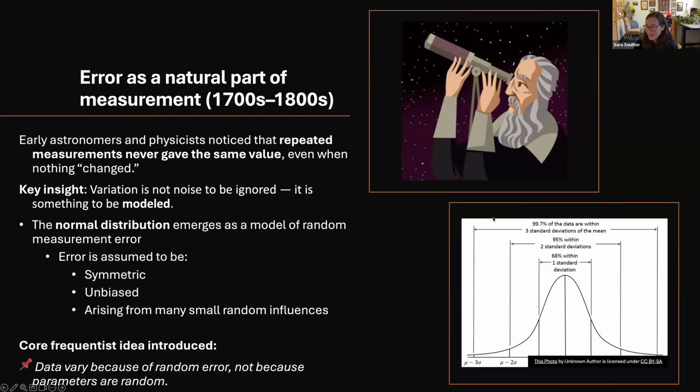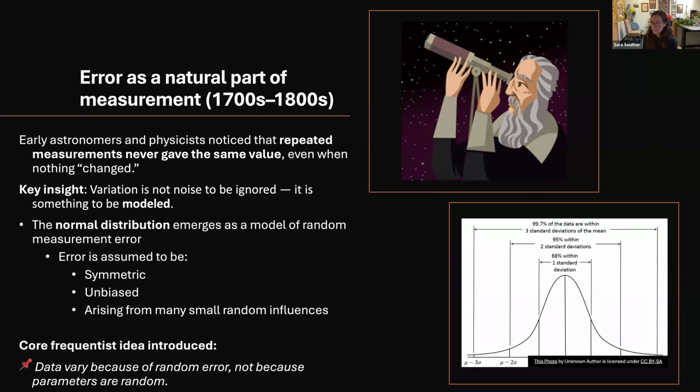Okay, so let's start back in the 1700s and 1800s with early astronomers and physicists. These folks noticed something puzzling. They would measure the same thing under the same conditions, but they always got slightly different values, slightly different numbers. Nothing had changed in the system, and yet these measurements varied. That observation led to a really important insight. Variation is not just noise to be ignored. It's something that we can model.